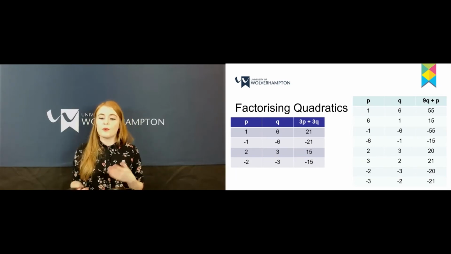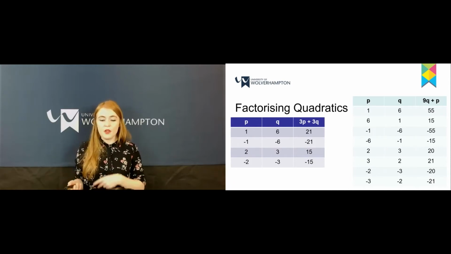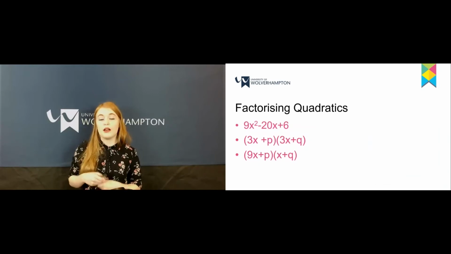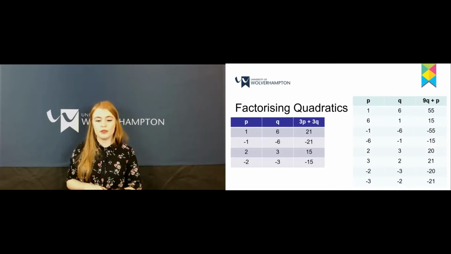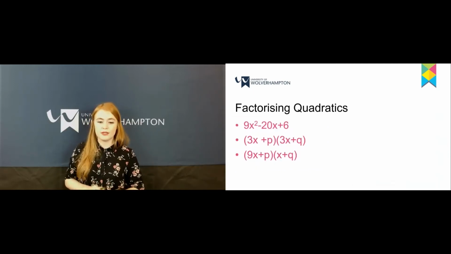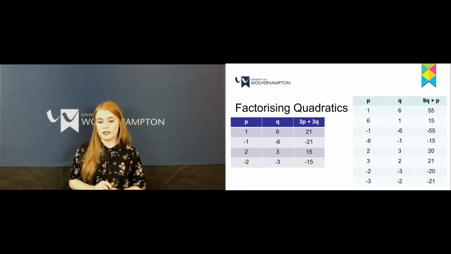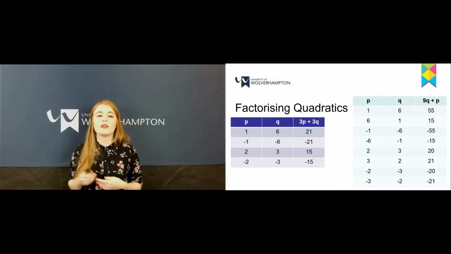Okay? But when we add them together, we'll have 3p and 3q. If you expand out those brackets on this page here, you'll hopefully be able to see where that comes from. We get 21, minus 21, 15, and minus 15. But we want a minus 20, so it's none of those. And we go through the same process.